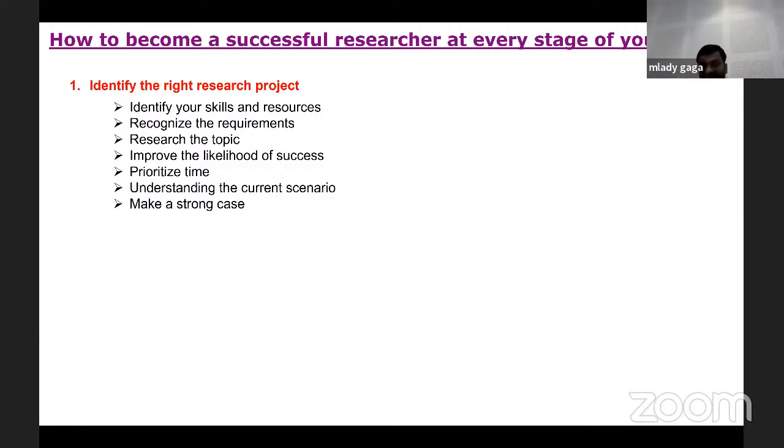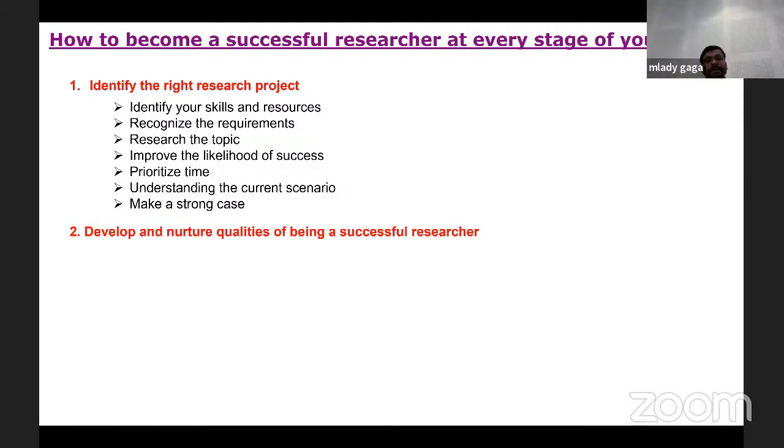And after you finish it, make a strong case. What is a strong case? It means make strong documentation of what you did. Like, this is the problem, this was the hypothesis, this is the research question I developed, then these are the methods I took, this is the result I got, and this is the possible discussion, the interpretation of the data. This is also very important.